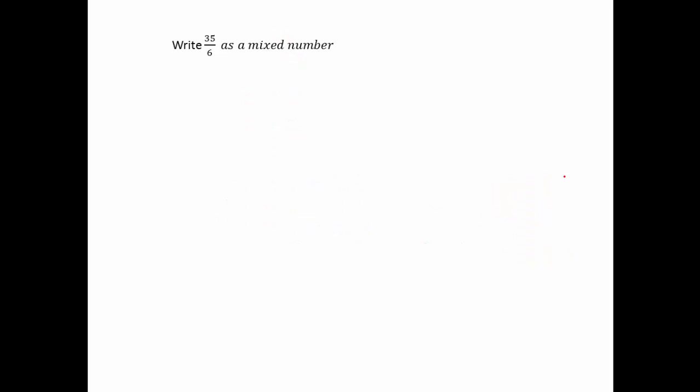Okay, so in this problem, we have a fraction, and we want to write the fraction as a mixed number. In order to write this as a mixed number, you have to use long division, right? So for the fraction 35 over 6, this is the same thing as 35 divided by 6, okay? So 35 is the same thing as 35.0, and 0, 0, and so on. You move up the decimal point here. So how many times does 6 go into 35?